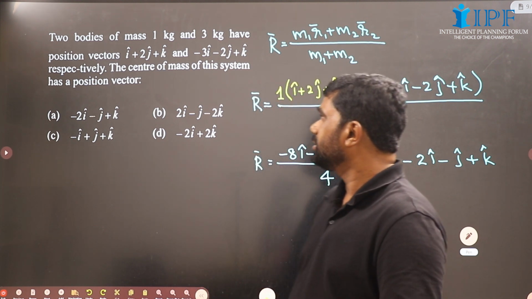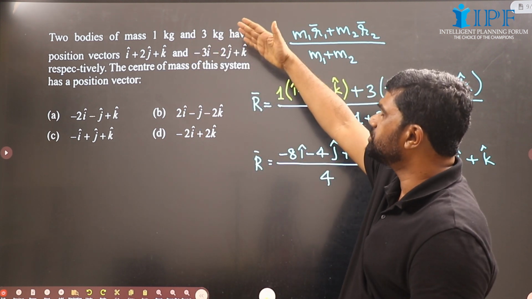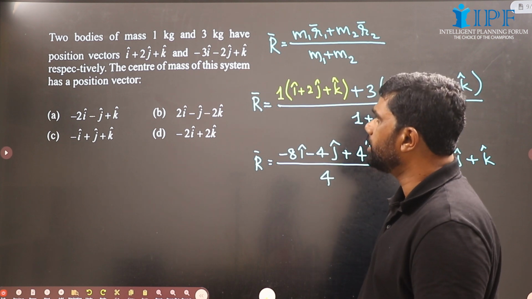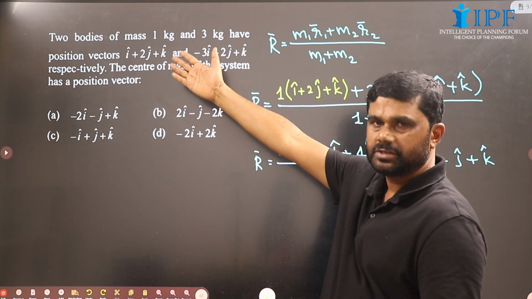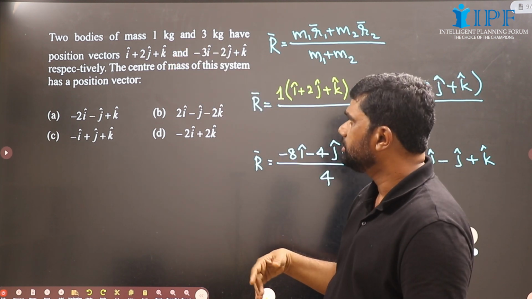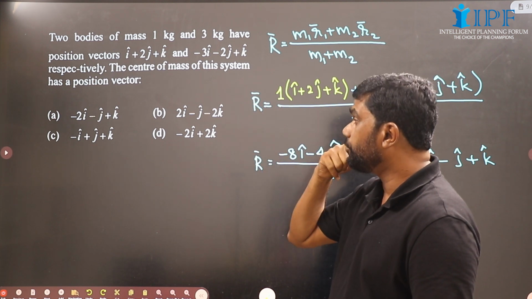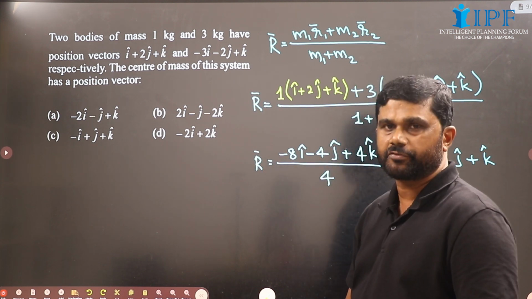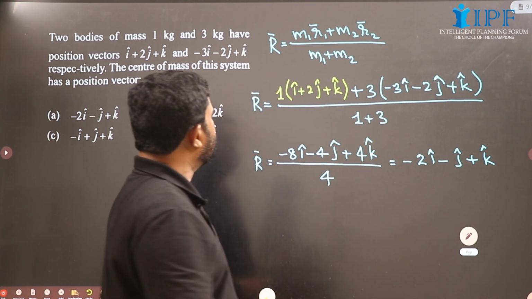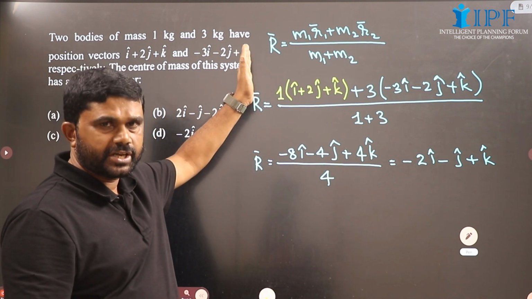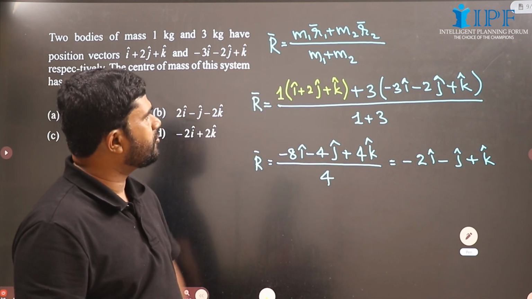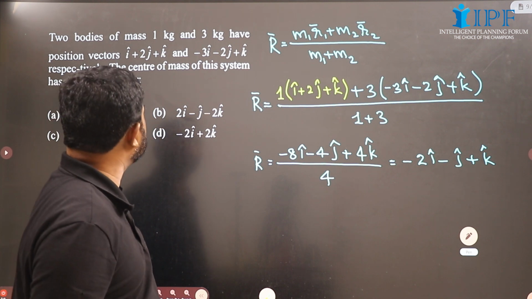If the position vectors of the components of the system are given. See, here we have two bodies of masses 1 kilogram and 3 kilogram with position vectors given in component form. We have to find the position vector of the center of mass. Here we have the formula: capital R equals m1 r1 plus m2 r2 divided by m1 plus m2.